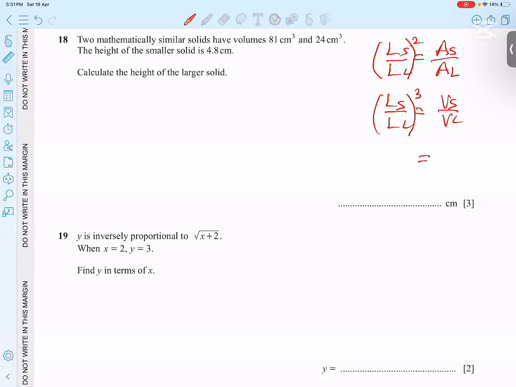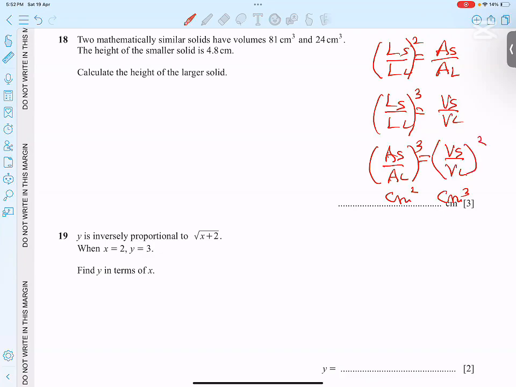But when we have area of small and area of large, and volume of small and volume of large, then, because area is already centimeter square and volume is already centimeter cube, take the cube of area and take the square of volume. Opposite powers: this power will go there and this power will go on the opposite side. But currently I'm going to use this formula, okay, because it is volume and length.